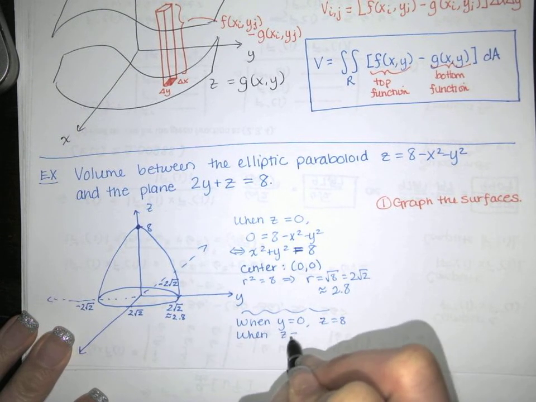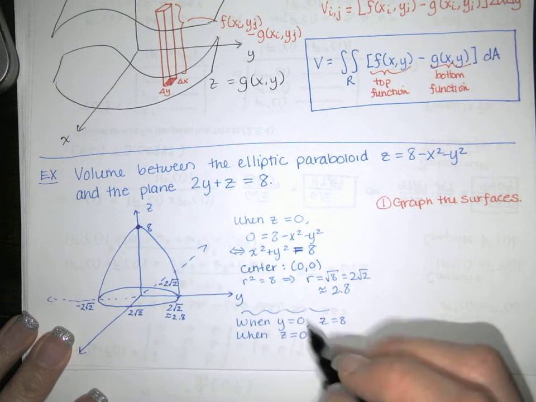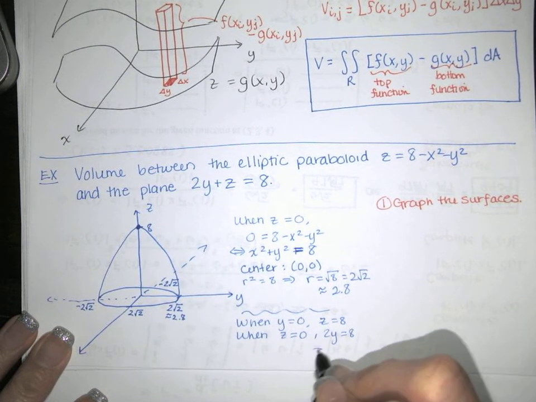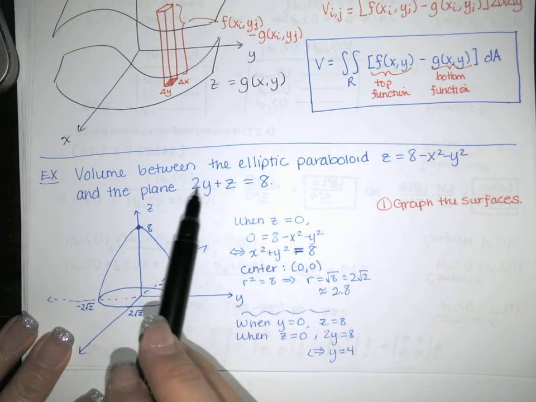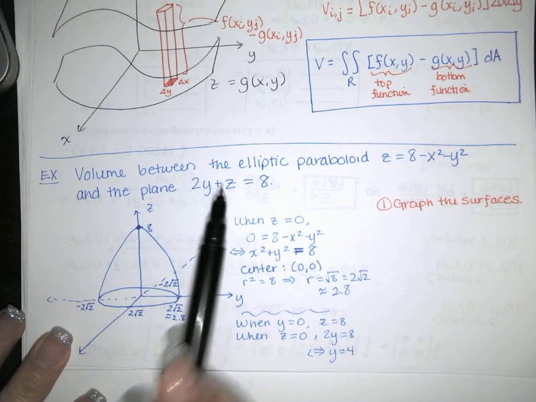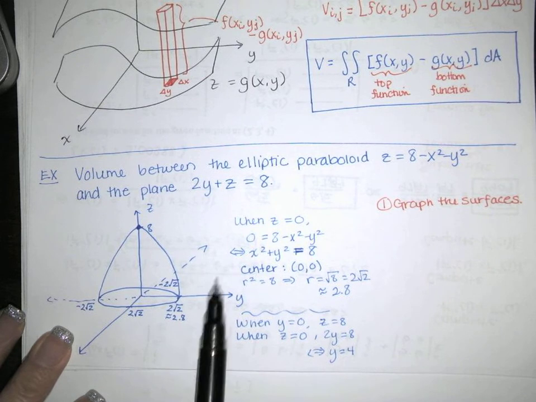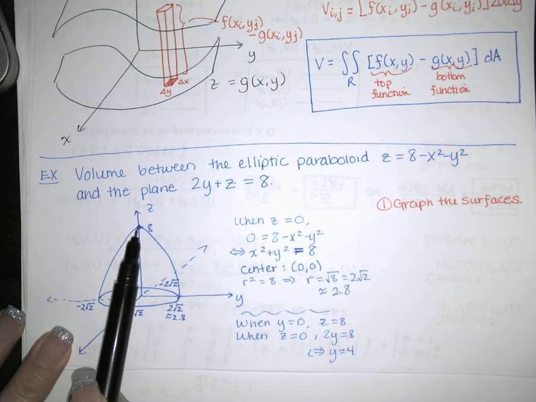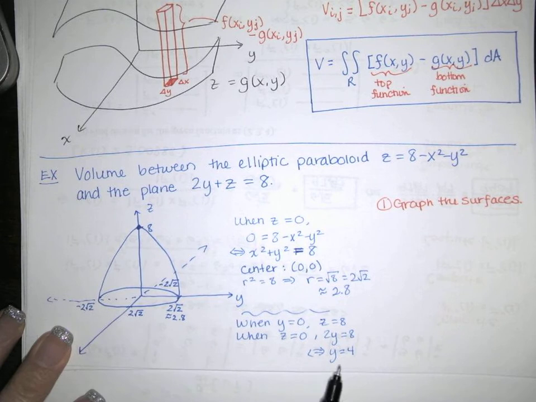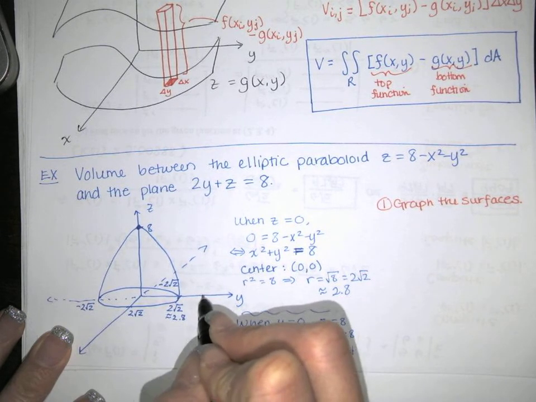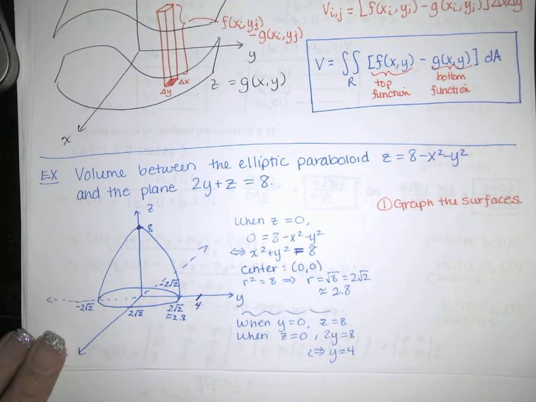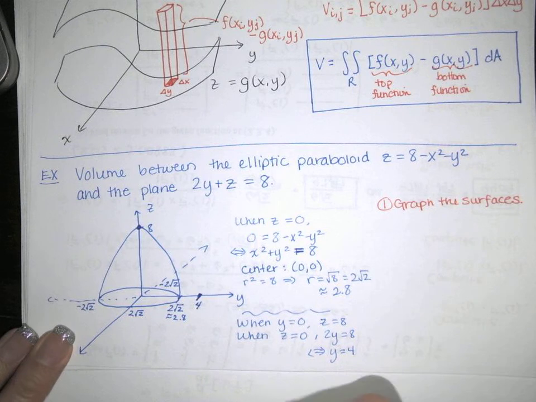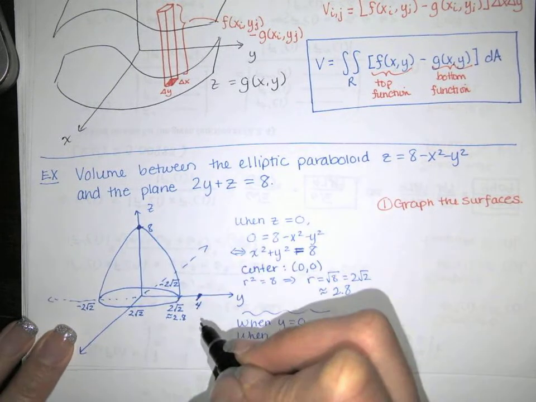this is on the plane. When z equals 0, we get 2y equals 8, which of course means that y equals 4. So our plane, or at least the trace of that plane in the yz plane over here, passes through the z-axis at z equals 8, and it passes through the y-axis at y equals 4. That's over here somewhere. This is not to scale. So our line passes through here and it passes through here.